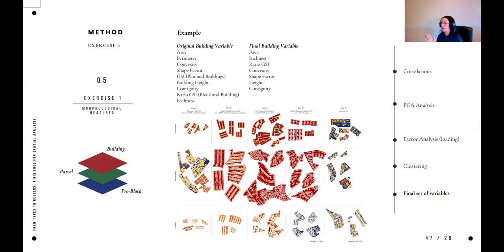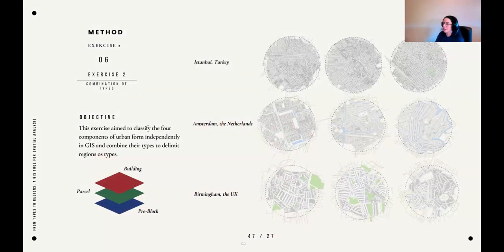Always, an important remark is that this process was developed within the 3 different elements. So we did the same thing for the pre-block, separately for the parcel, and separately for the building. So we get all the elements and their variables in the specific sets. So once that was concluded, now we jump into the second exercise.